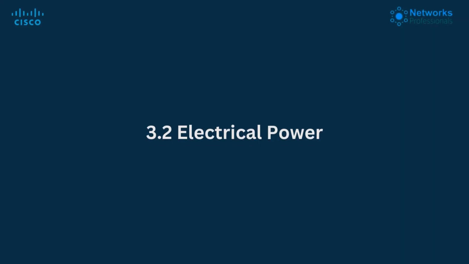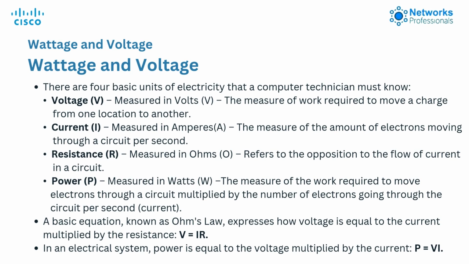The second topic is electrical power. Wattage and voltage. There are 4 basic units of electricity that a computer technician must know. Voltage, V, measured in volts, the measure of work required to move a charge from one location to another. Current, I, measured in amperes, A, the measure of the amount of electrons moving through a circuit per second.